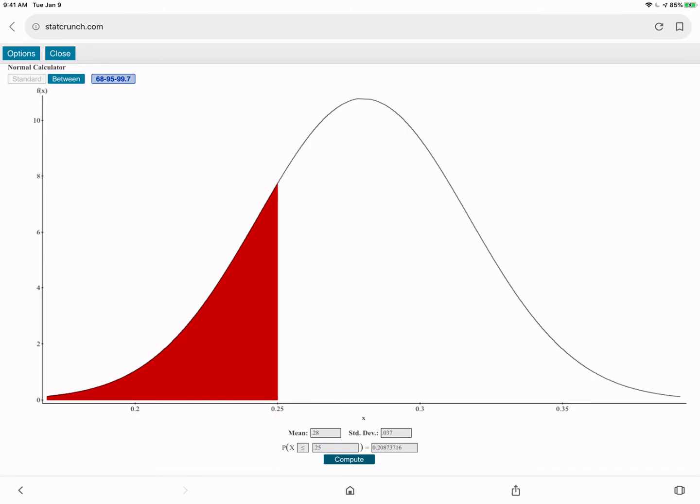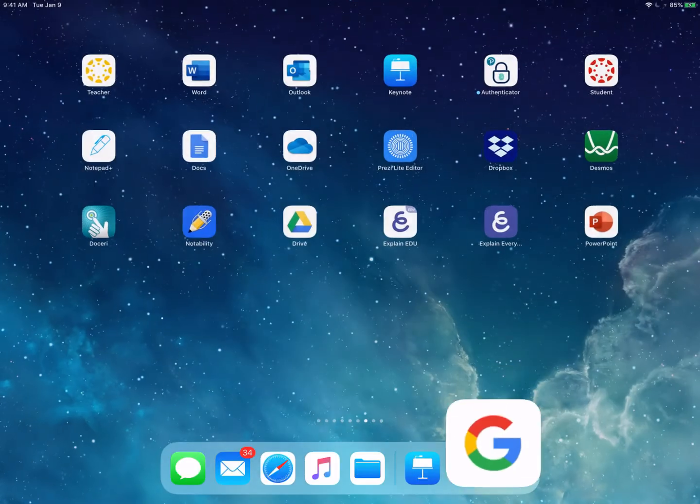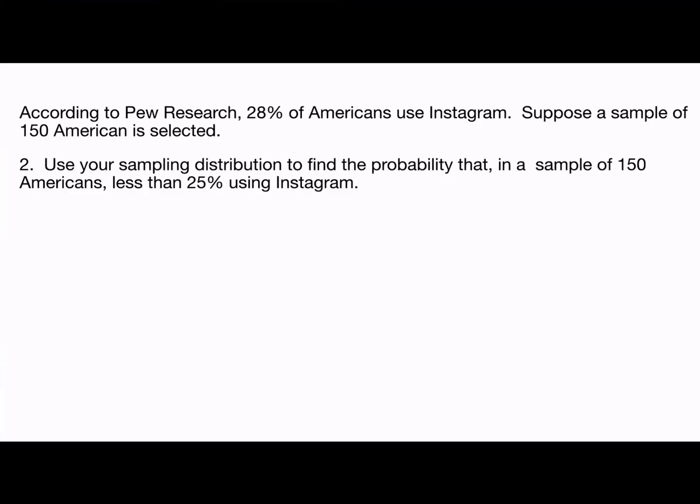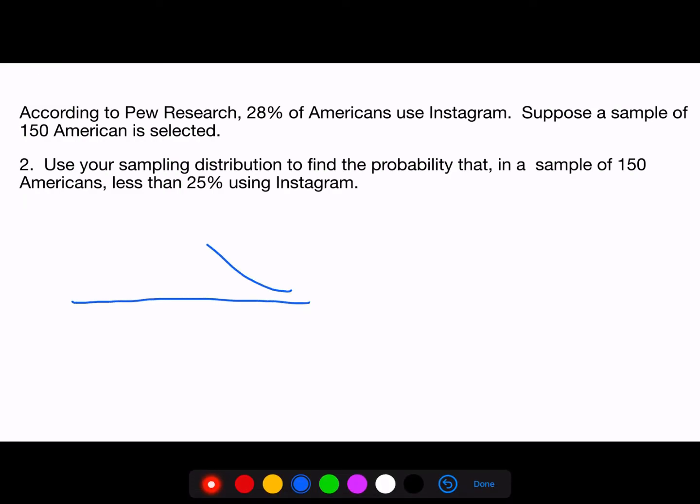0.209, or 20.9%. So in StatCrunch, we found out the area to the left using this picture of a center of 0.28 and a spread of 0.037. We just found out that this area here, less than 0.25, has a value of about 20.9%. And that's how you use the central limit theorem for sample proportions.